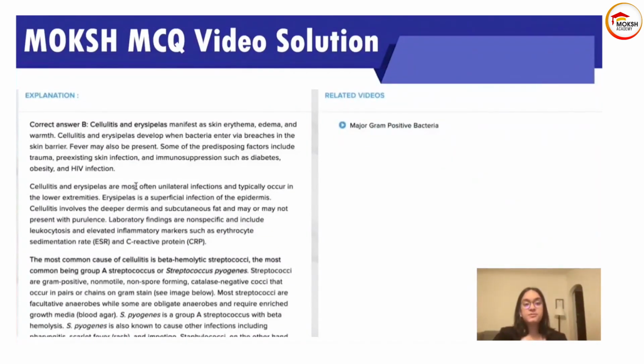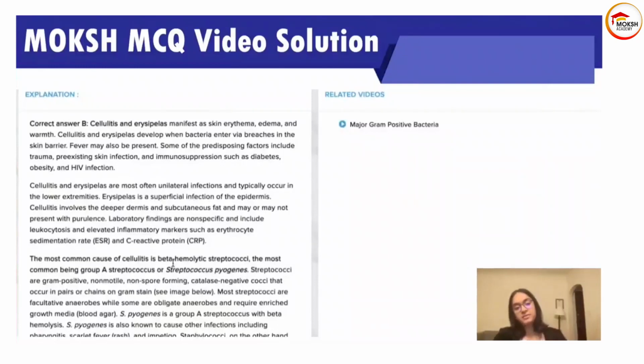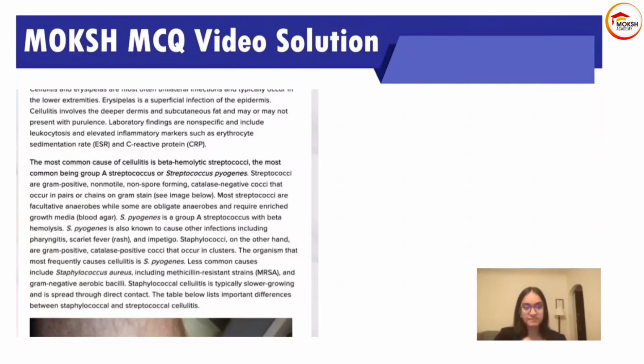They are most often unilateral infections. They occur in the lower extremities. Erysipelas is a superficial infection of the epidermis, whereas cellulitis involves the deeper dermis and subcutaneous fat and may or may not present with purulence. Lab findings are non-specific, just leukocytosis and elevated inflammatory markers like ESR and CRP.